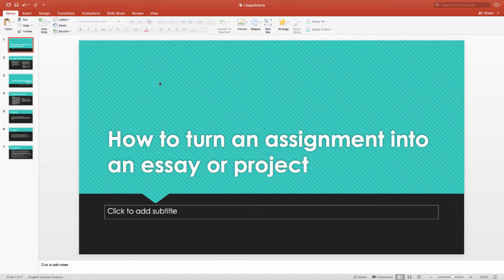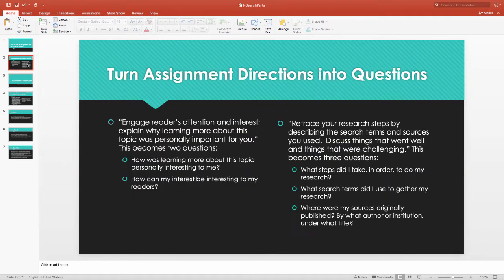How to turn an assignment into an essay or project. There are certain tricks to the trade. Turn assignment directions into questions. It makes them easier to respond to.